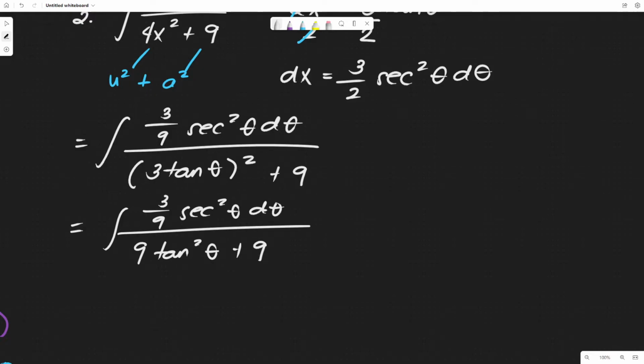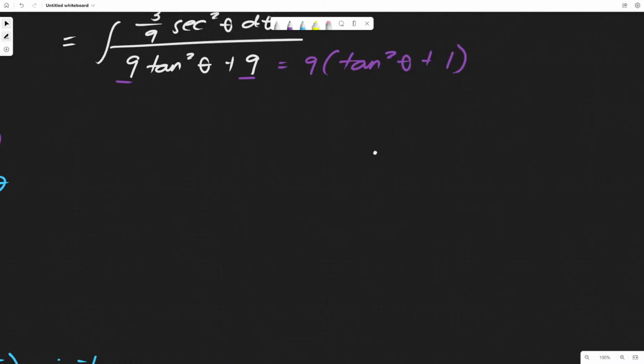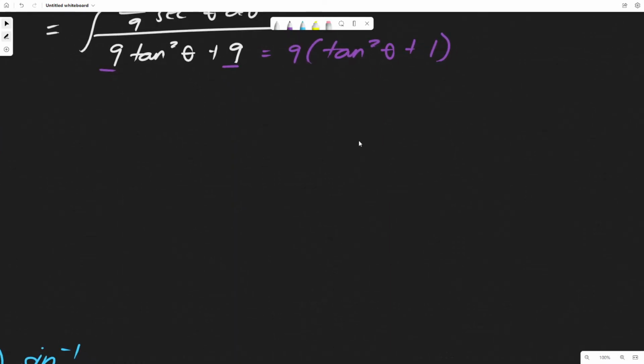And obviously 9 is what? A common factor, so pwede nating i-factor out. This will become 9 times tangent squared theta plus 1. Okay, and alam natin, tangent squared theta plus 1, meron siyang identity, di ba? Ano identity nito? So, obviously, secant squared theta. So, this will become 9 secant squared theta.